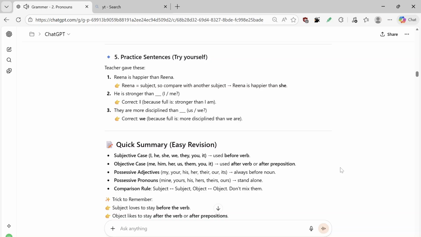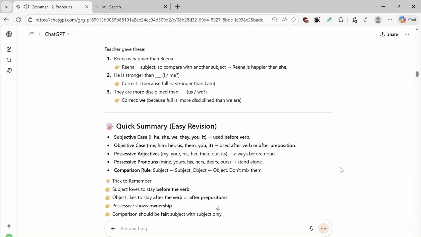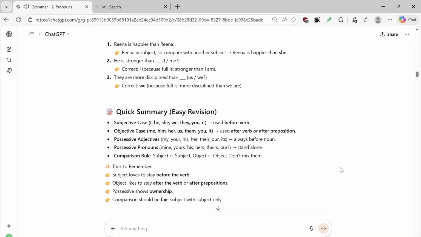Quick summary, easy revision. Subjective case: I, he, she, we, they, you, it, used before the verb. Objective case: me, him, her, us, them, you, it, used after the verb or after a preposition. Possessive adjectives: my, your, his, her, their, our, its, always before a noun. Possessive pronouns: mine, yours, his, hers, theirs, ours, stand alone. Comparison rule: subject with subject, object with object.